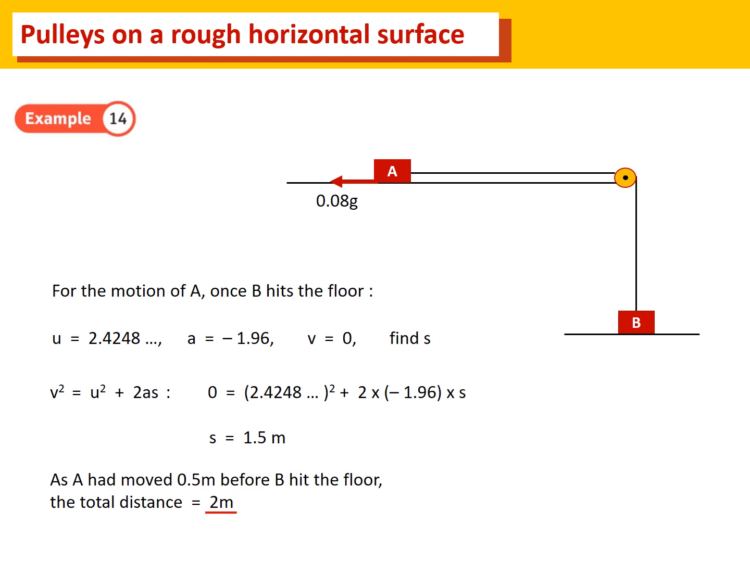Now note the 1.5 meters was the distance that A travels after the tension in the string is 0, after the string has become slack. But it had travelled 0.5 meters up to that point, because that 0.5 meters was the distance that B had travelled to reach the floor. So the total distance A moves is the 0.5 meters while under tension, and a further 1.5 meters when there's no tension in the system.